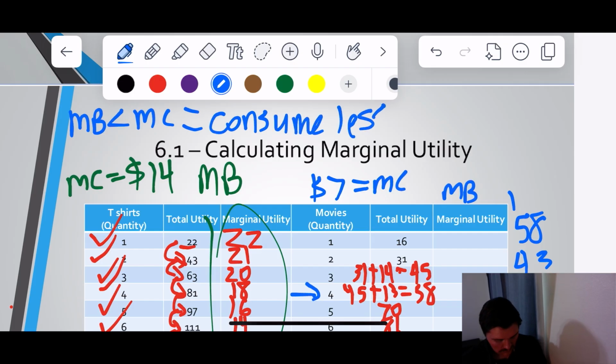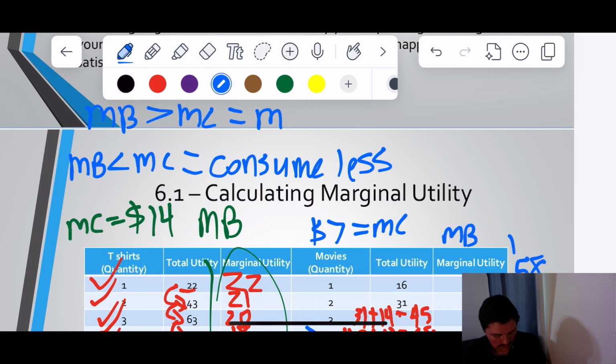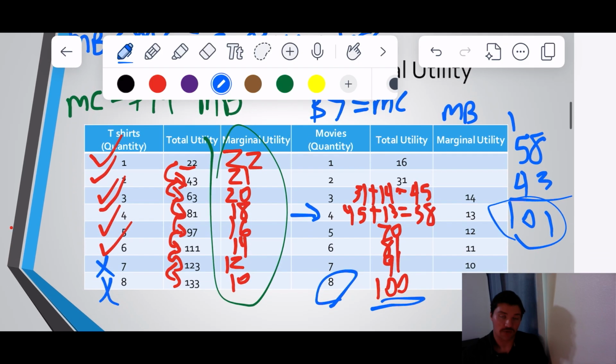Now this is only when we're consuming one good, where basically we're looking at the marginal benefit and the marginal cost. And remember, if the marginal benefit is more than the marginal cost, you're going to consume more. All right, and that's what we saw here. So only looking at the t-shirts, you would buy 6 t-shirts based off of this.